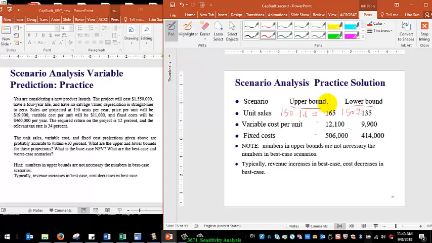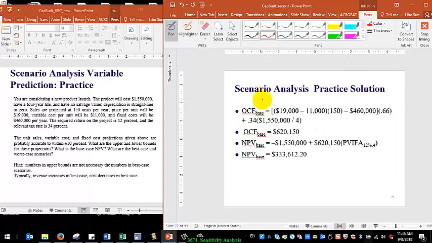So what are the numbers in the best case? Let's highlight the best case numbers. In the best case, sales go up. That's 165 we're going to pick. But all the costs will go down. Does that make sense? For the worst case, the sales go down and variable costs go up. Okay, so things are different.